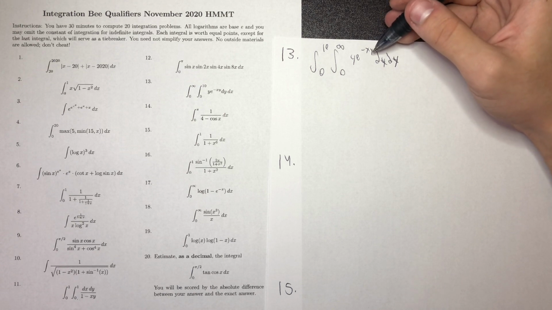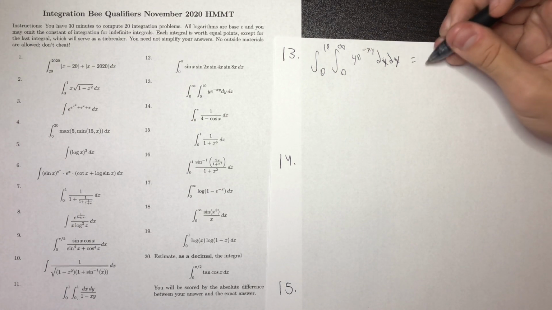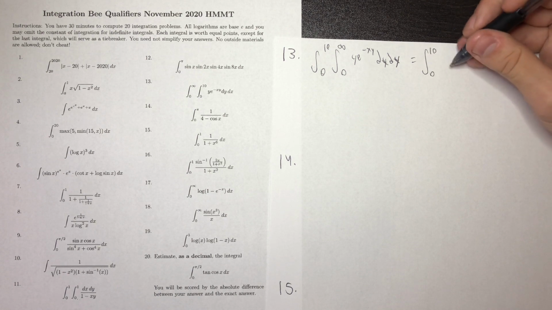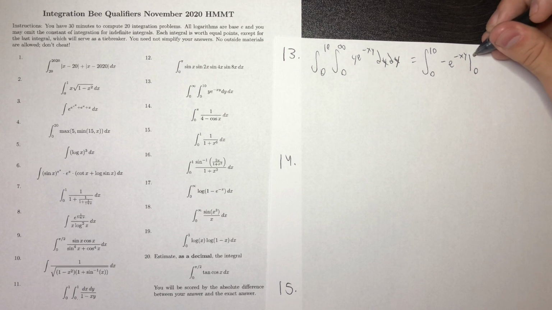Now, when we change this order, in order to integrate this, it's actually very simple because if you were to take the derivative of e to the negative xy, then that would give us e to the negative xy times negative y. So, this becomes integral from 0 to 10 of negative e to the negative xy evaluated from 0 to infinity dy. So, plugging infinity in here will give us a 0.